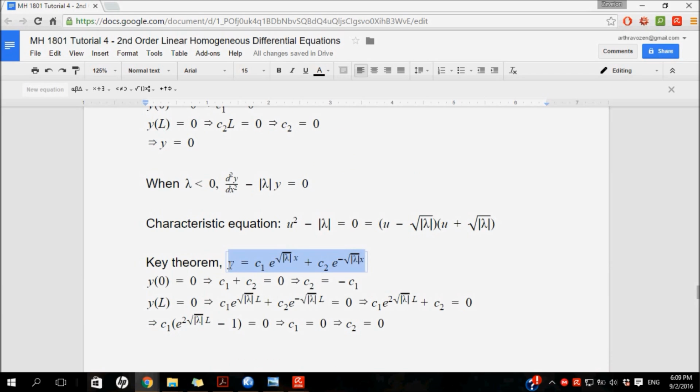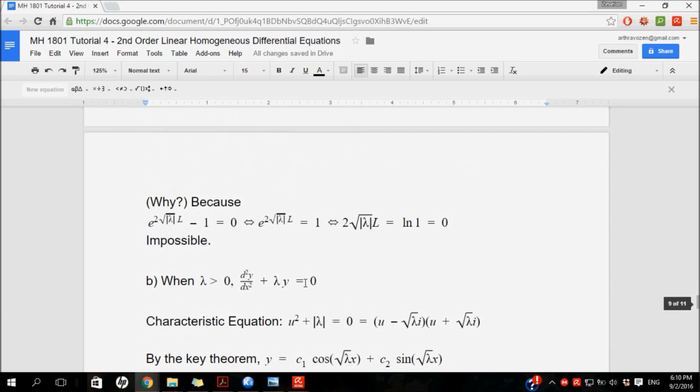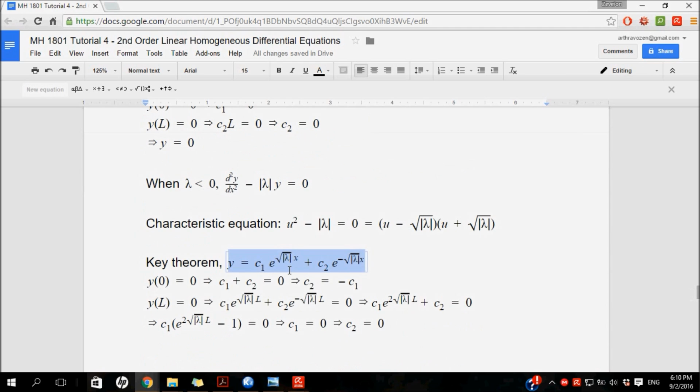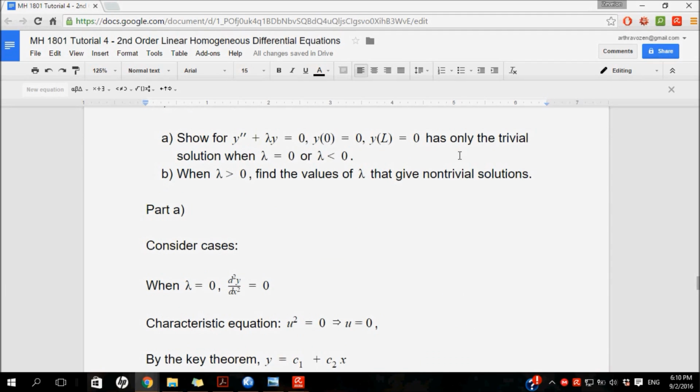Therefore, y equals 0. In other words, we have shown that the only possible solution is going to be the trivial solution. This solves part A for us.